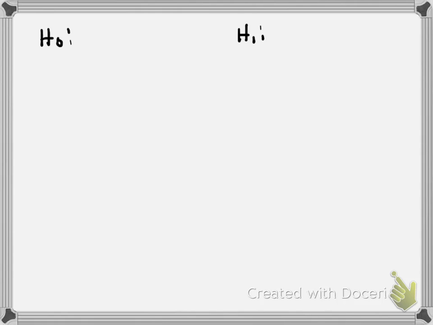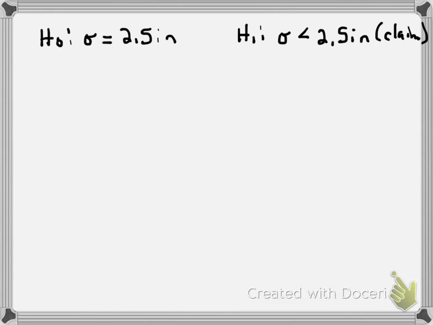So we're testing the claim that the heights of these supermodels varies less than the heights of women in general. So the standard deviation varies less than, and the standard deviation of the population of women is 2.5 inches. So that's our claim. So the null hypothesis would be that the standard deviation is equal to 2.5 inches.